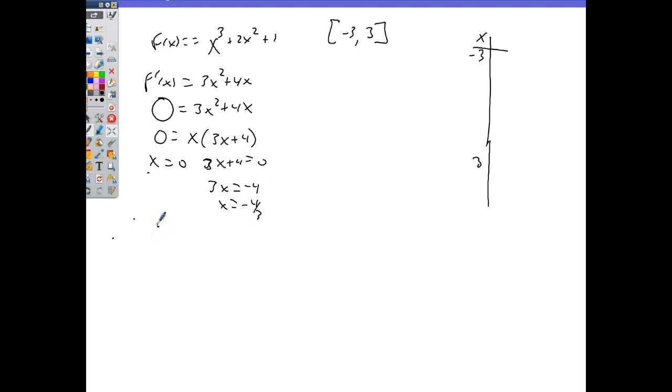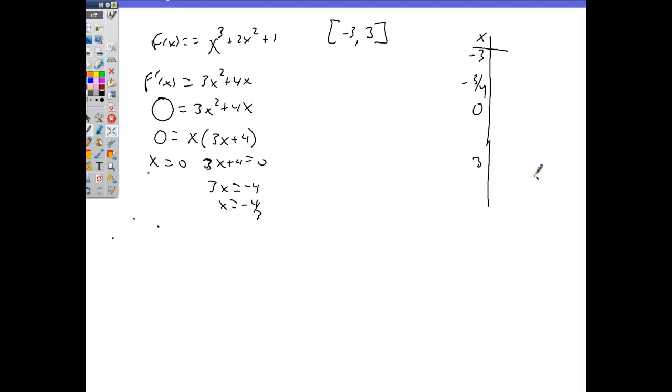So when x is 0, we have a 0 slope. When x is at -4/3, we have 0 slope. Put them on my list. I've got x equals 0 and x equals -4/3. I like to put them in order because it makes my life better.